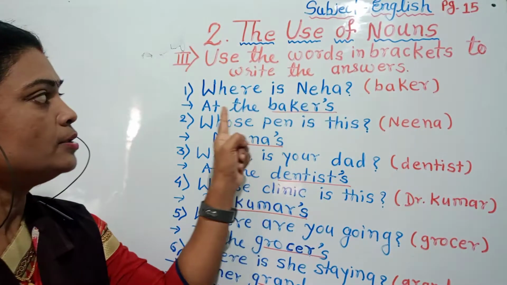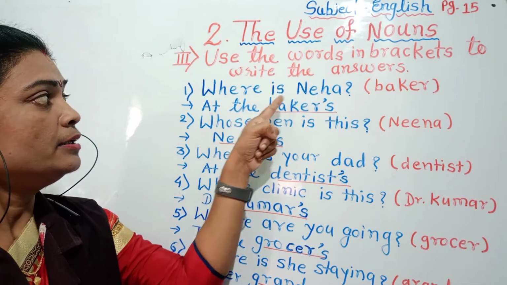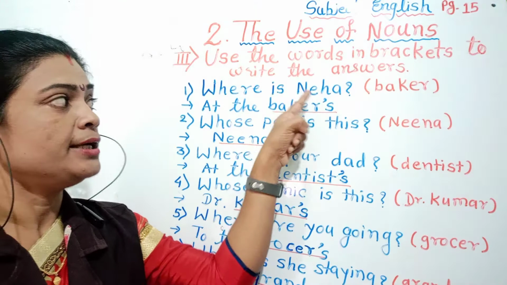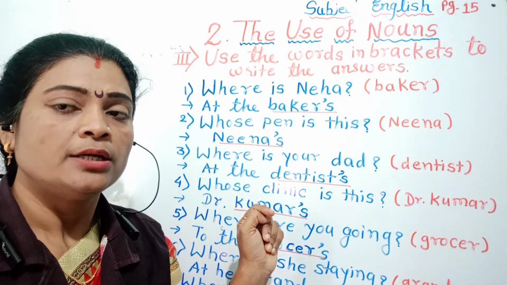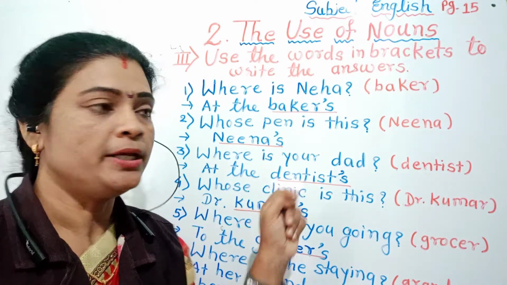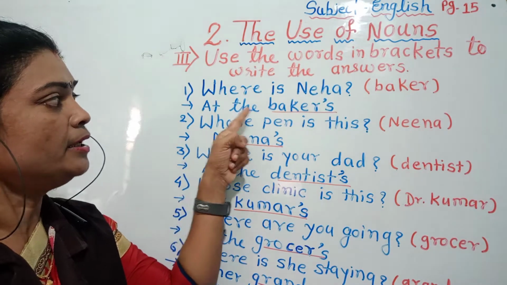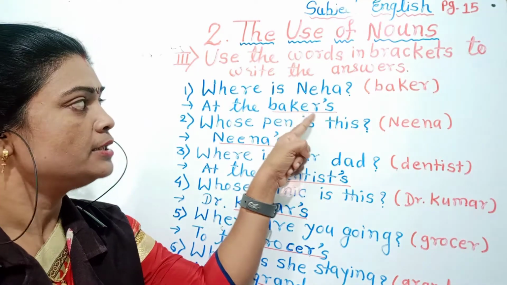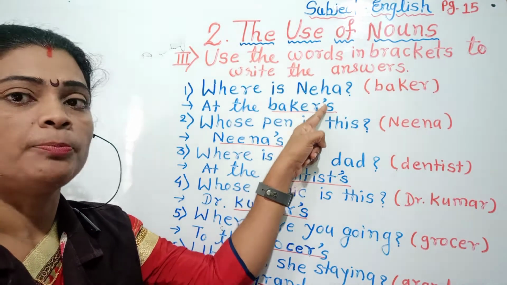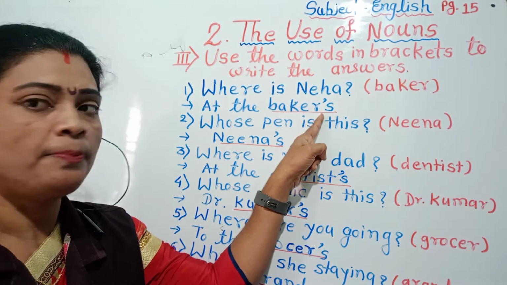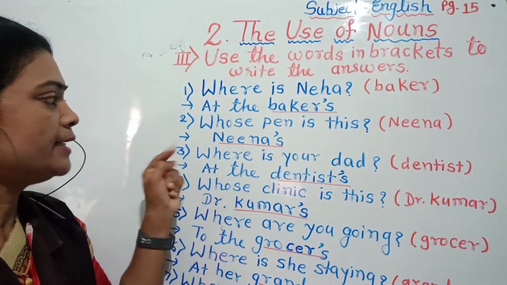So we can write there, where is Nina? That means it indicates place. So we have to use apostrophe s here. The answer is at the baker's. So that means we use apostrophe s here. It indicates place.